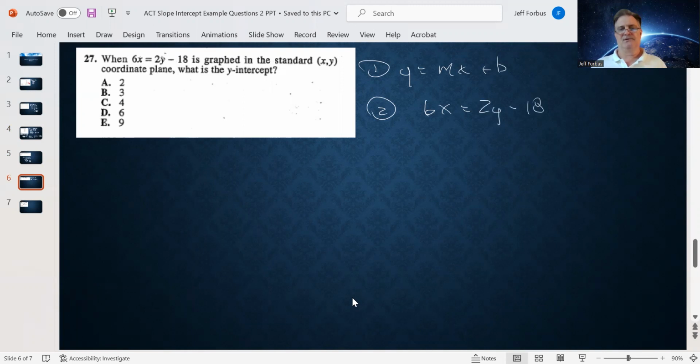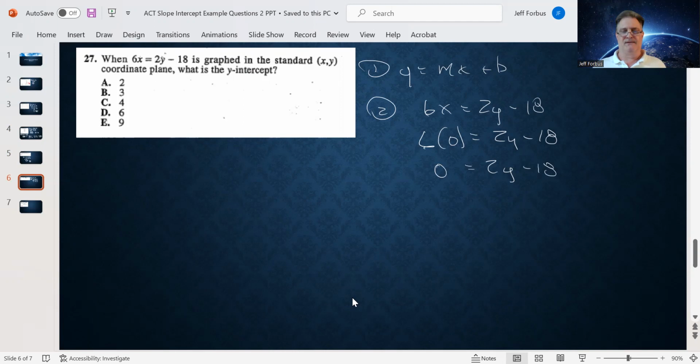Okay, so let's just move our 18 to the left, and we're going to get, well, I don't even have to do that because we're looking for the y-intercept, and that's when x is 0. So let's just put a 0 in here for x. So 6 times 0 is equal to 2y minus 18. So 6 times 0 is 0. And that's going to leave 2y minus 18, right?